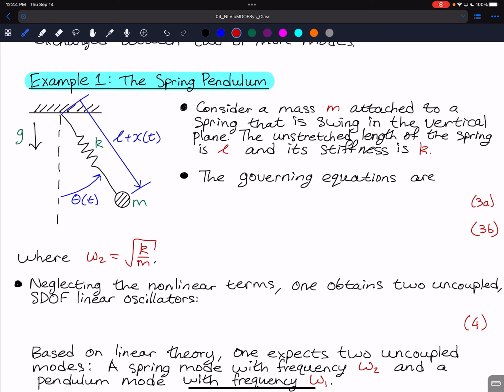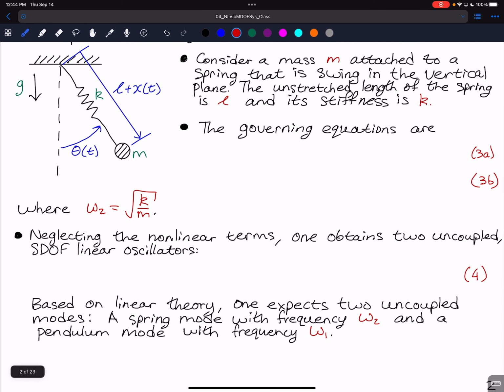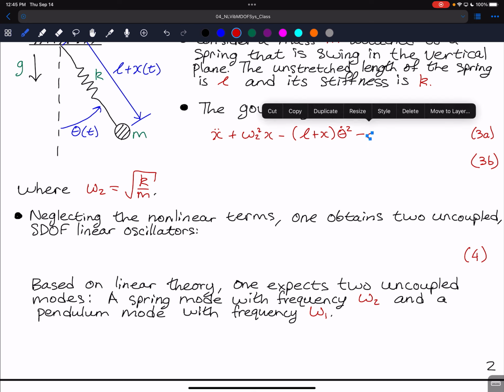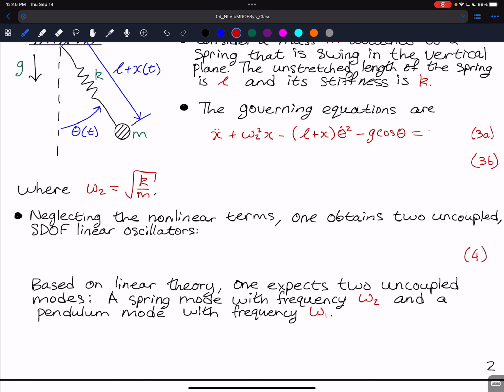We're going to jump right to the governing equation, which is x double dot plus omega 2 squared times x minus (L plus x) times theta dot squared minus g times the cosine of theta, and that's all equal to 0. So x is the stretch in the length of that spring. Theta then is the angular displacement of the pendulum.